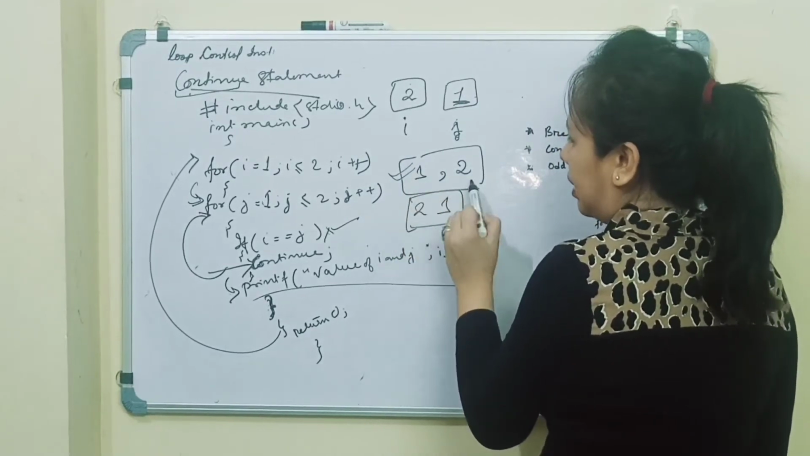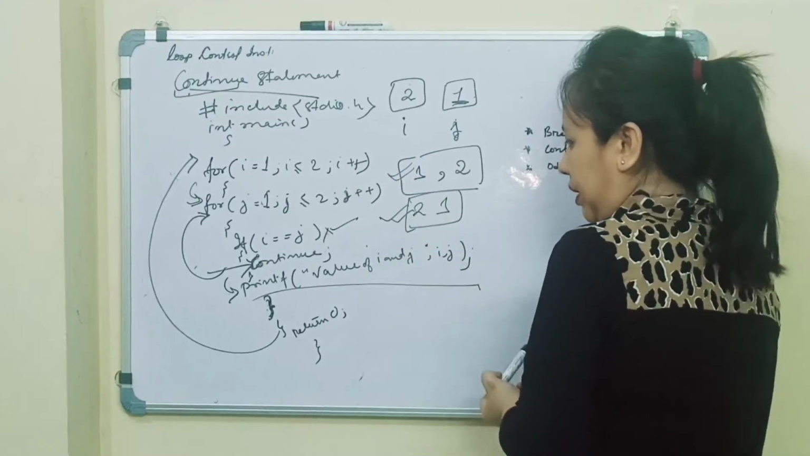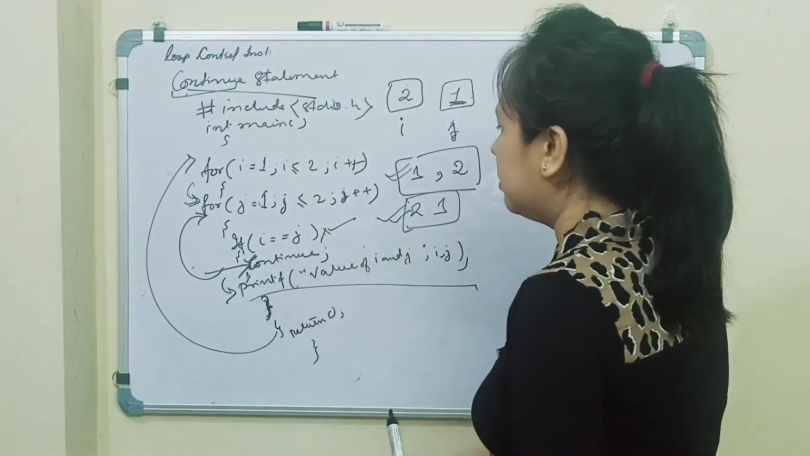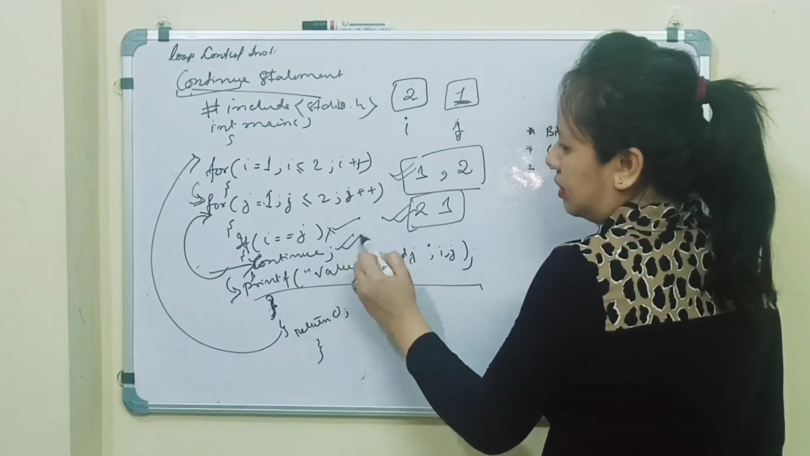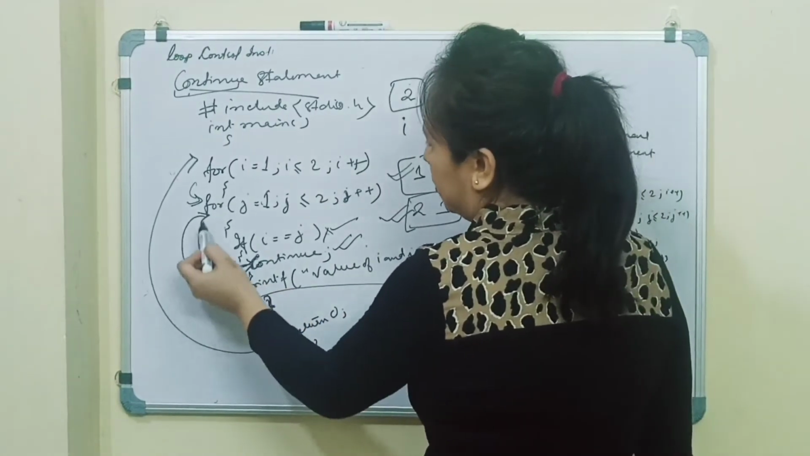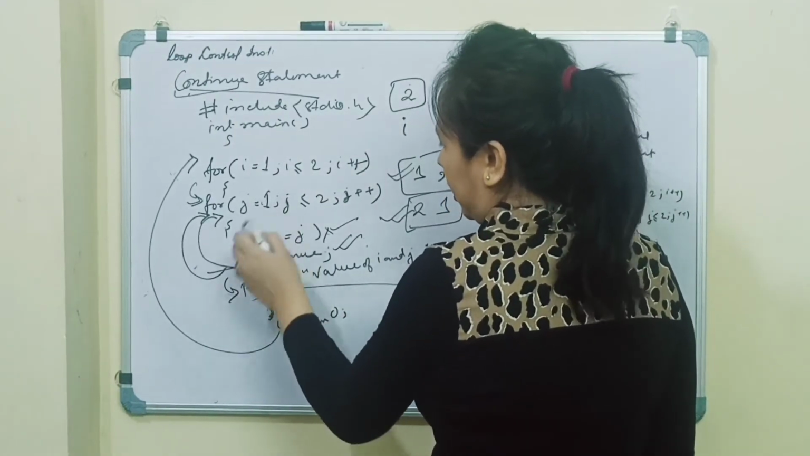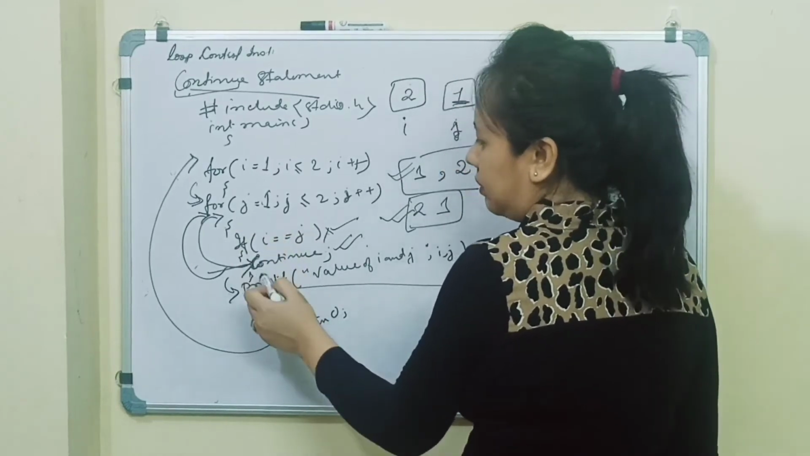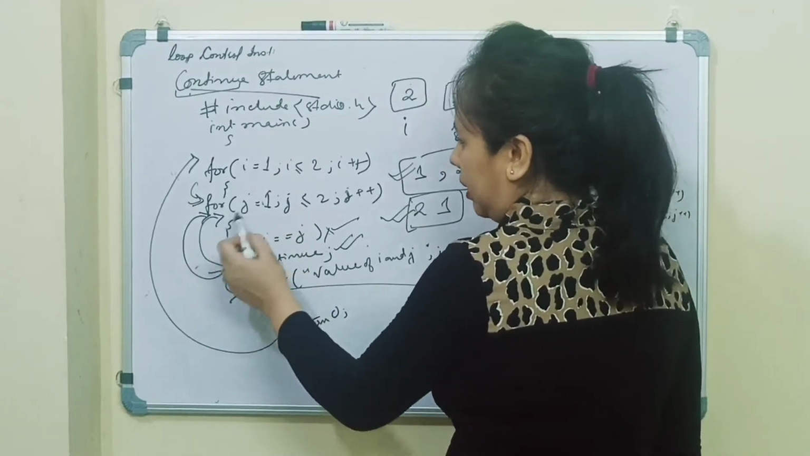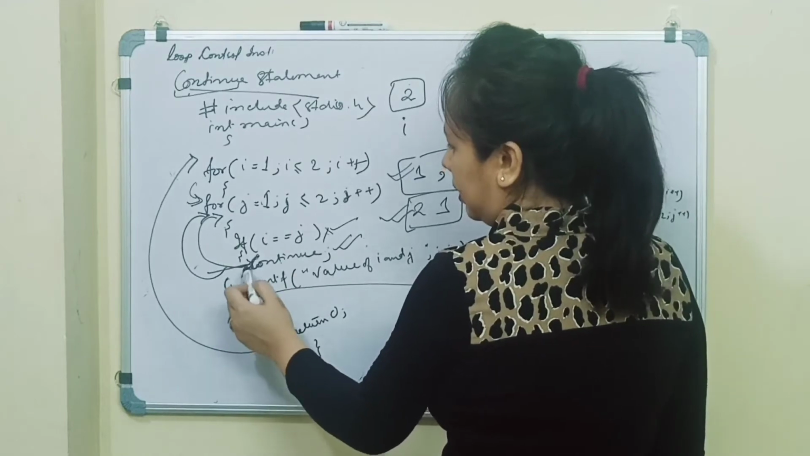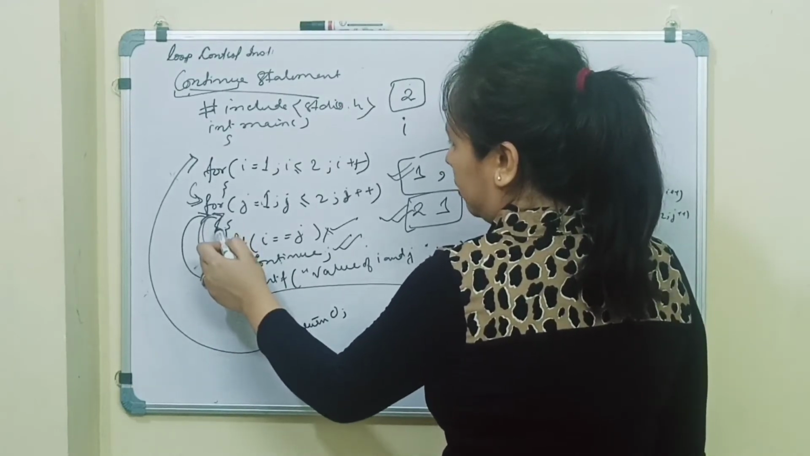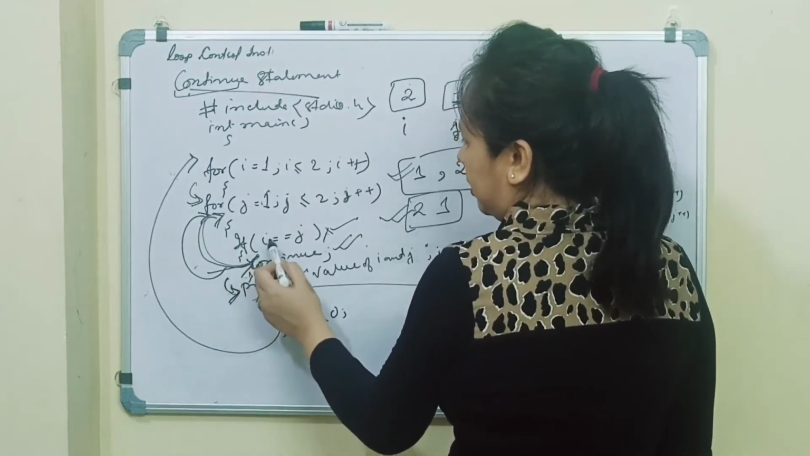So in the output stream, first the output will be printed as 1 and 2, second it will be 2 and 1. Okay, now what did the continue statement do? What the continue statement does is that it passes the control to the beginning of the loop inside which it is written. Then without executing the next line, the control passes to the beginning of the loop.